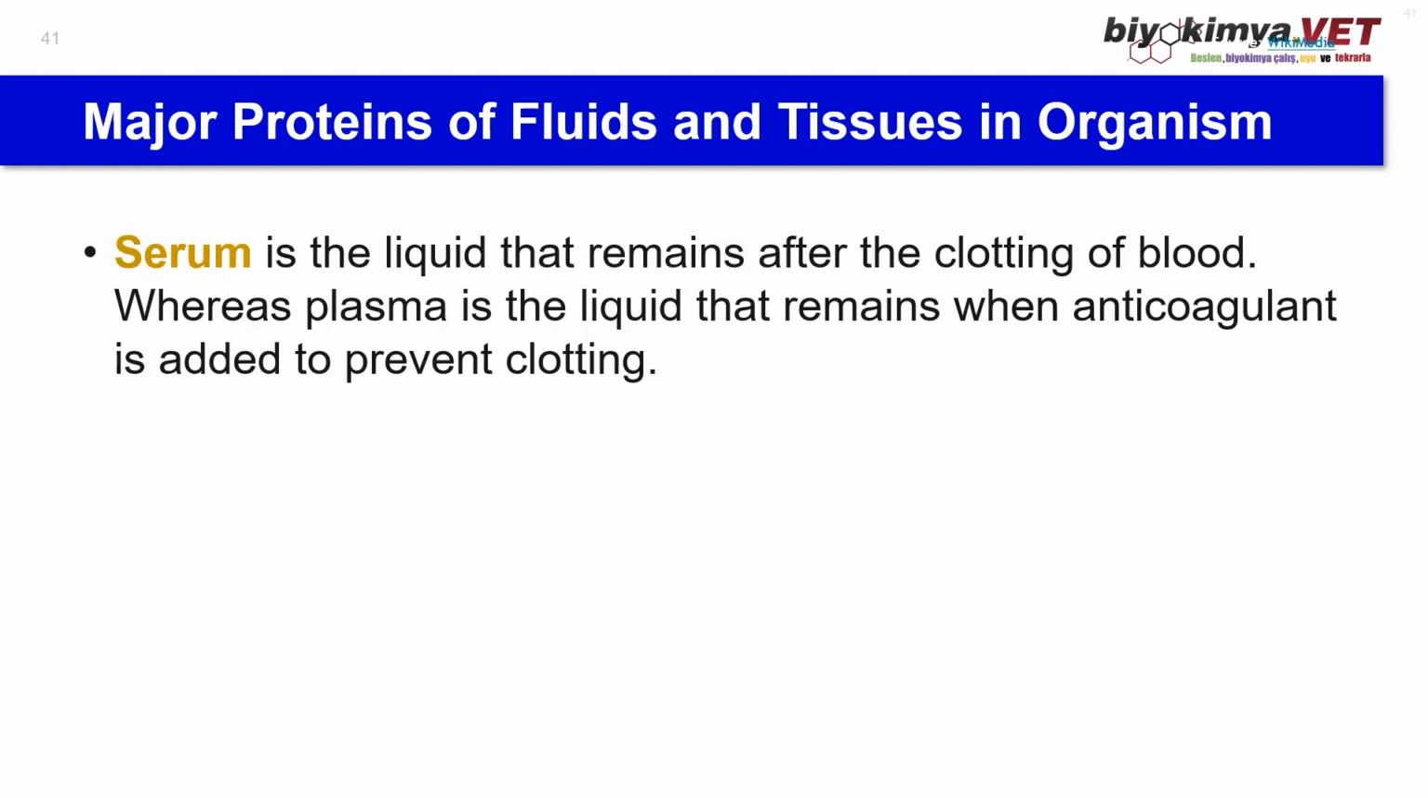Serum is the liquid that remains after the clotting of blood. So if we collect a blood sample into a tube not containing an anticoagulant and centrifuge the blood, clotting is completely formed. Again, we obtain the yellow fluid part of the blood. That part is called serum because serum does not contain fibrinogen. And in general, serum does not contain blood clotting factors.